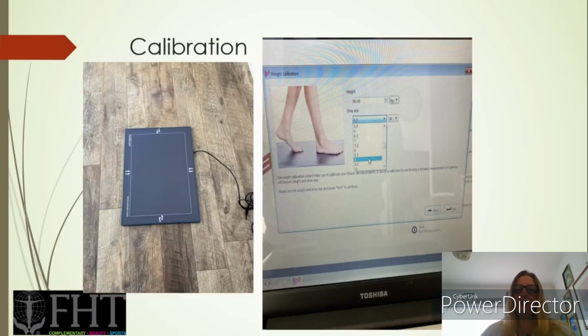So looking at the machine to start with, all it is is a mat. As you can see on the picture, it is just a mat, and it's connected to a computer program. To calibrate it is really, really simple. All I do is get my individual, put their weight in there and their shoe size, and get them to walk across it a few times, and that is all I do. Then the machine is ready to go. So it doesn't take very long at all to calibrate it.